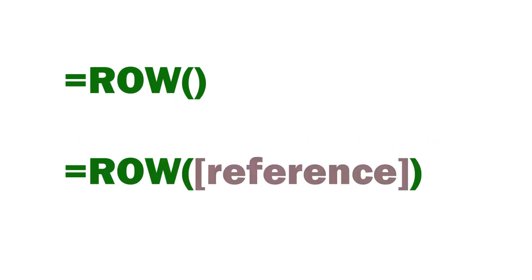We'll start off by exploring the ROW function. The ROW function in Excel returns the row number of the cell in which the formula is entered. The syntax is as follows. You enter the equal to sign, ROW, and then the bracket. With this formula, the reference is optional, and we know this because it's in square brackets.